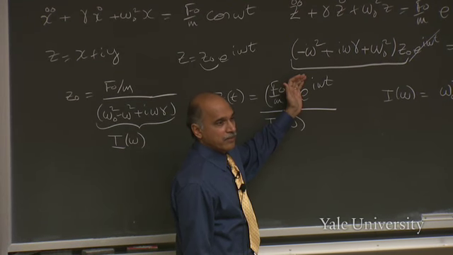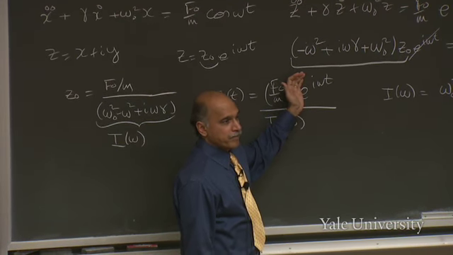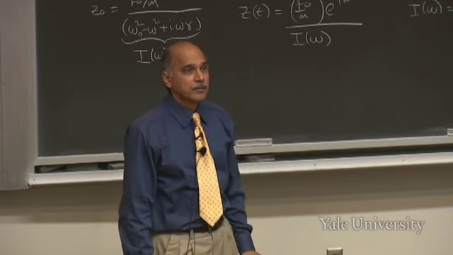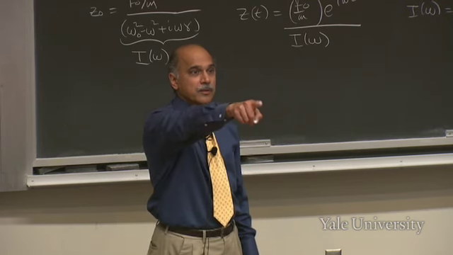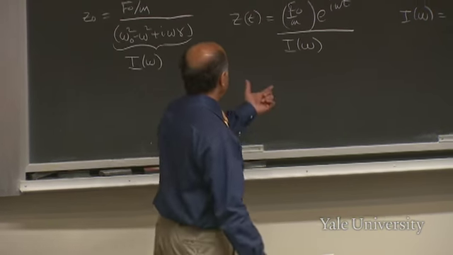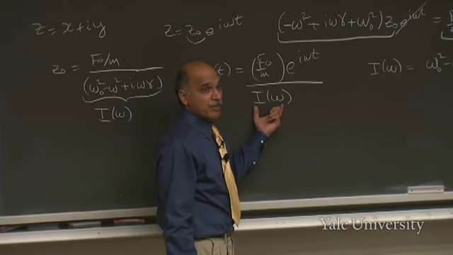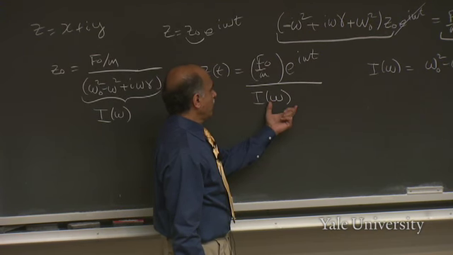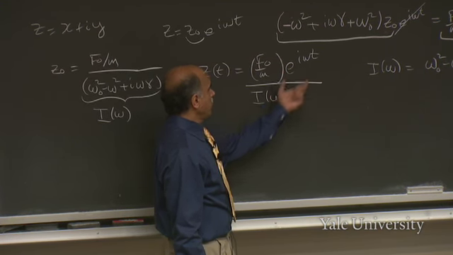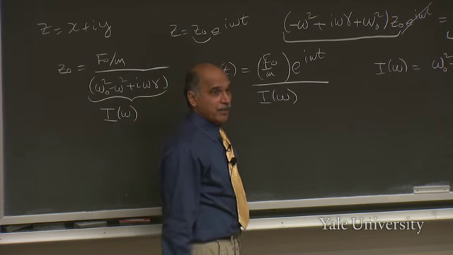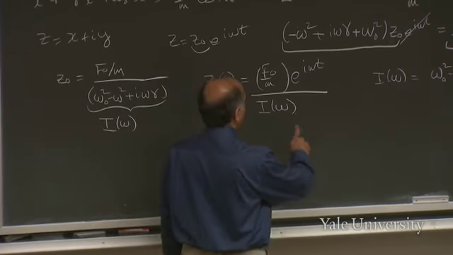Why is that not right? Can anyone tell me why that's not the way to get the real part? Yes, this number downstairs is not a real number. It's a complex number. So if you have a complex number on the top divided by a complex number in the bottom, the real part is not simply the real part of the top. You've got to write the whole thing so you can clearly separate the real and imaginary parts. And that's what I'm going to do next.